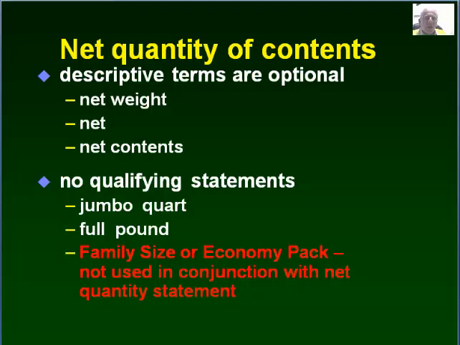Now, you can put family size. You'll see it. I'll give you a good example. Go to Shredded Mini Wheats, which I eat quite a bit. And you can buy it in 2 packaging sizes. They have one that says family size right at the top, but it's not used in conjunction with the net quantity statement.